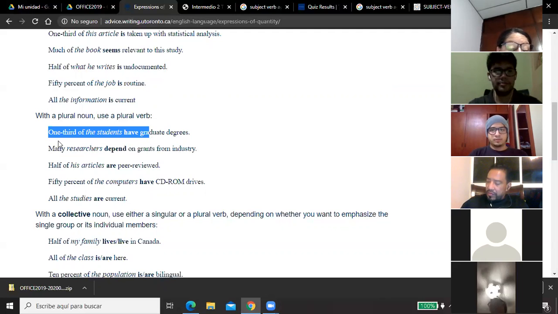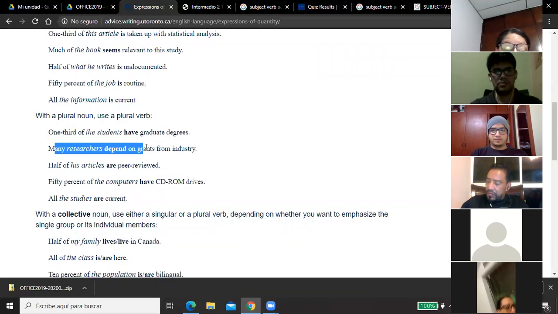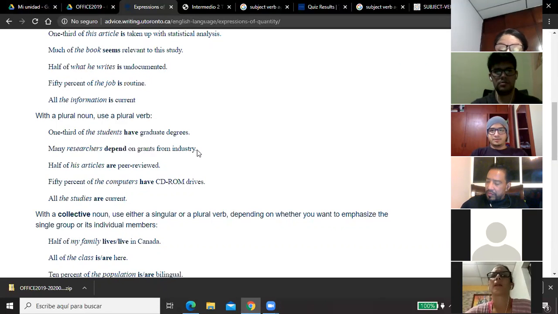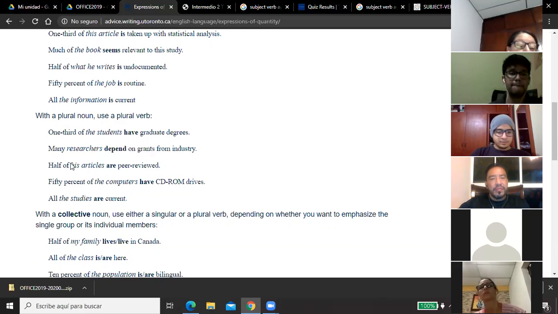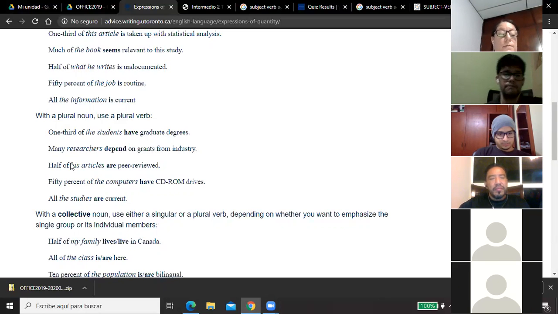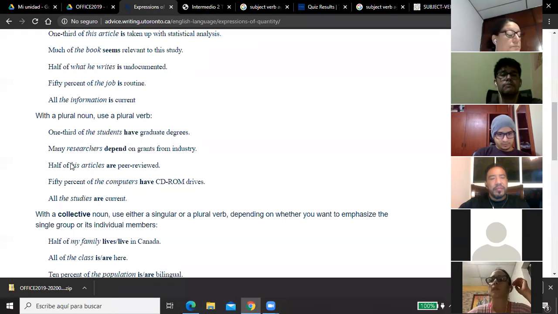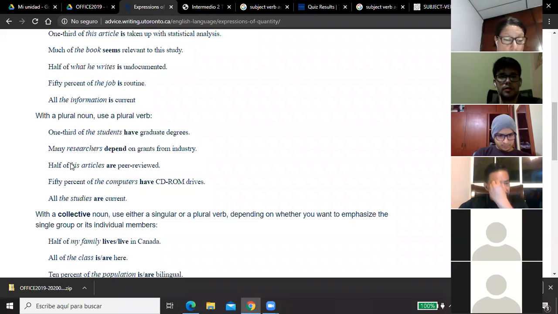Please continue. Many researchers depend on grants from industry. All right, yes, continue, please. Half of his articles are peer reviewed. Yep. 50% of the computers have CD-ROM drives. All the studies are current.